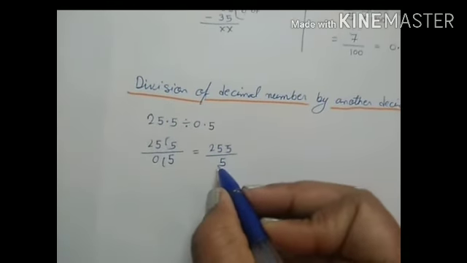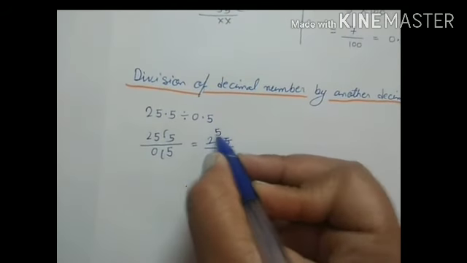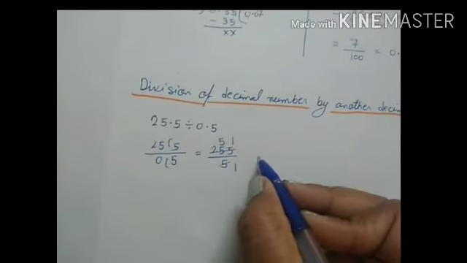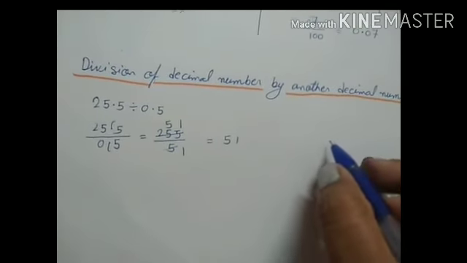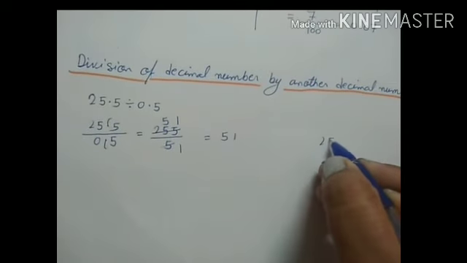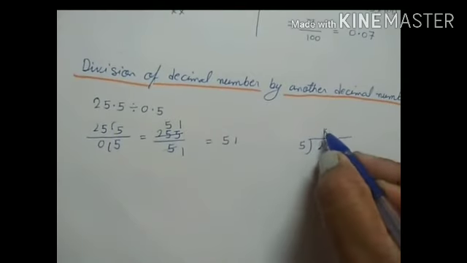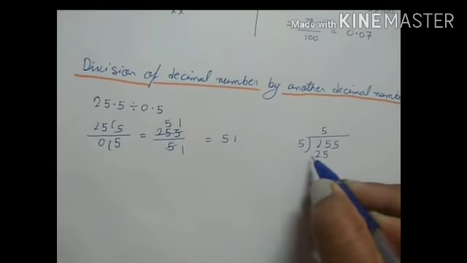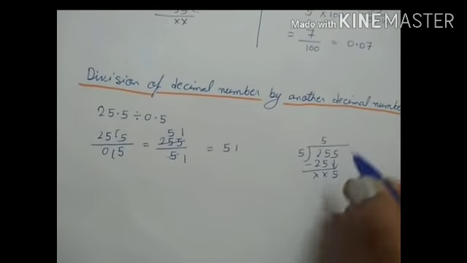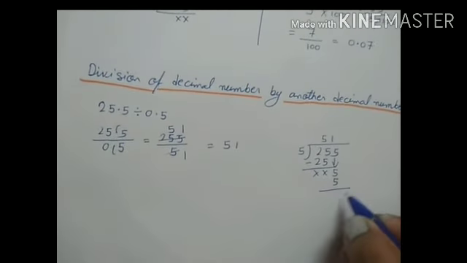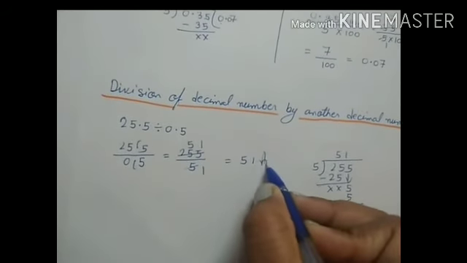Now cancel out. 5 ones are 5, 5 fives are 25 and 5 ones are 5. So the answer is 51. You can also do this division by the long division method, that is 255 divided by 5. 5 fives are 25, cancel out, note down this 5, and 5 ones are 5. So we get the answer as 51.